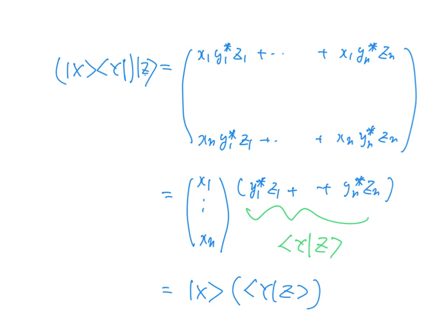So since we learned inner product and outer product, let's do some very interesting things. Say x is an n by 1 vector.